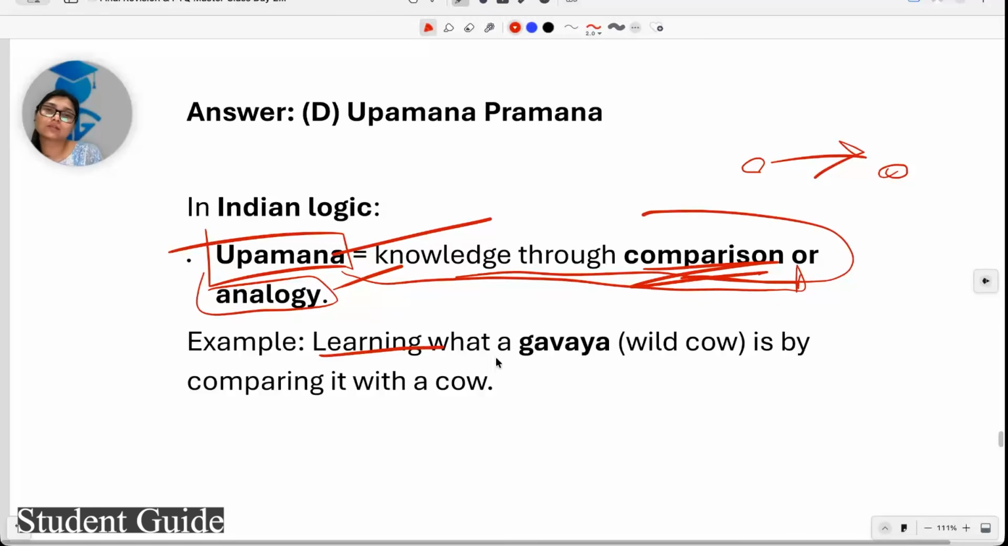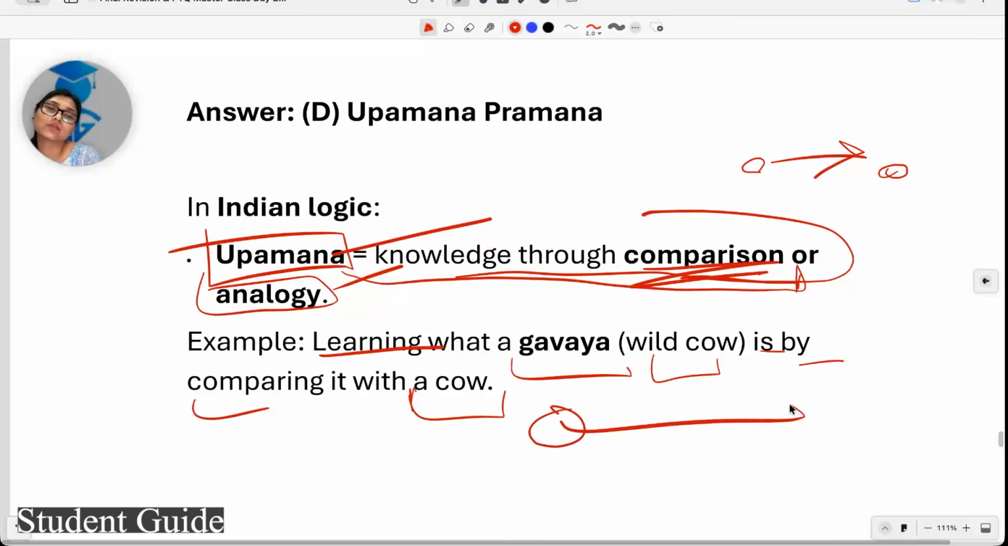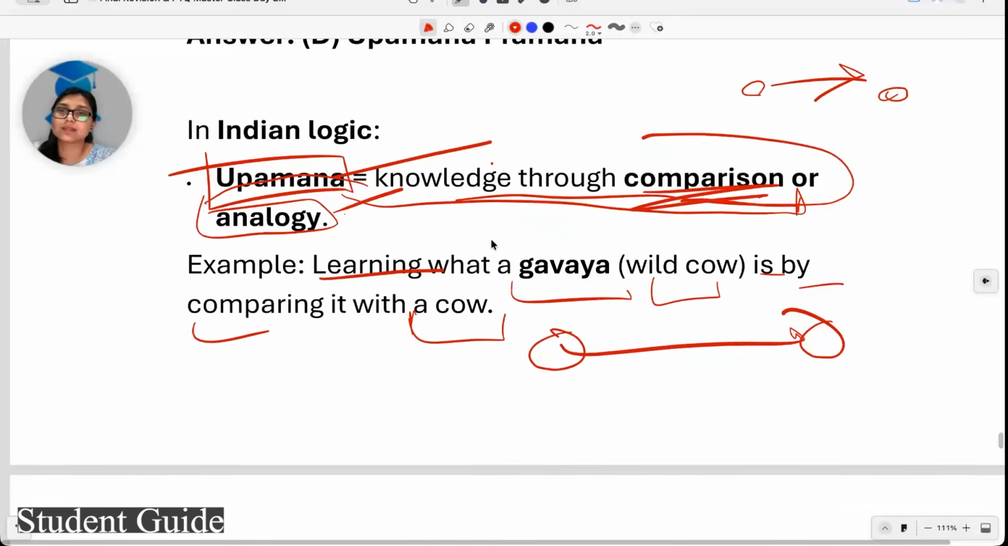Learning what a Gavaya, that is a wild cow, is by comparing it with an actual cow. So if you are comparing one thing with another, then you will get the differences and then you will get the knowledge. Some other examples you can also take from your surrounding world, but you need to know that Upamana Pramana is basically comparison, and after comparison, getting that knowledge. Okay, so that is very basic.